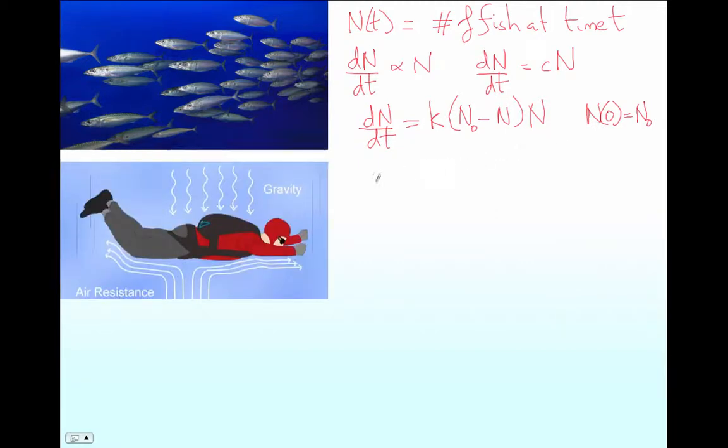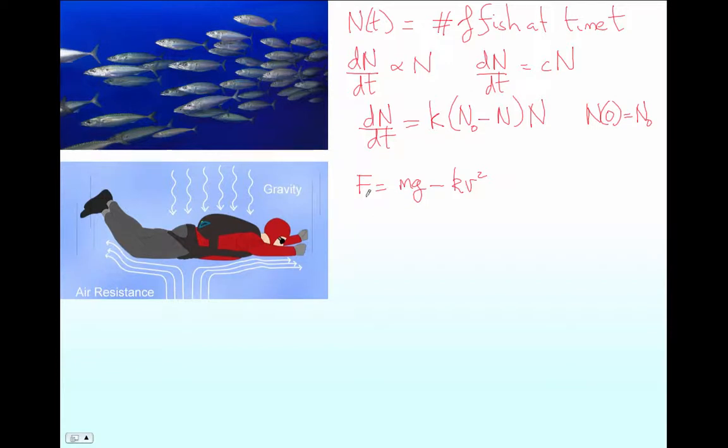Let's take another example. Here is a man who has just jumped off an aeroplane. There is the force of gravity, which is obviously moving him downwards. But as he falls, and falls faster and faster, there is more and more air resistance. And so there's an opposite force, opposite to that of gravity, and that's therefore coming with a negative sign. And let's say that it's some constant times v, or perhaps v squared, or perhaps v cubed. This is something that has to be determined.